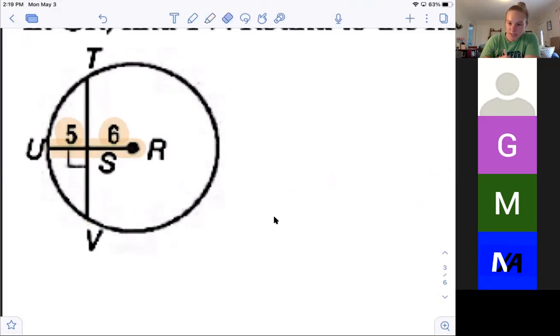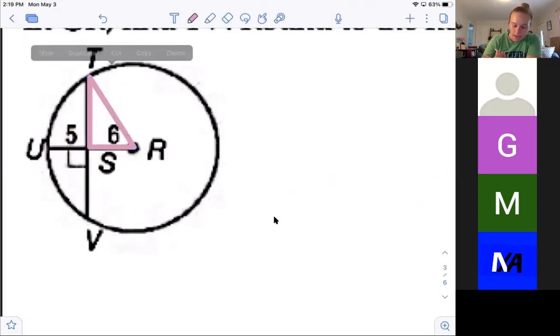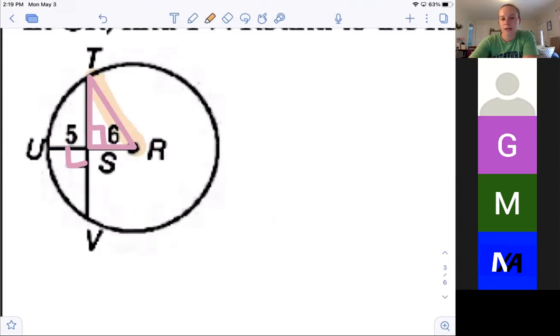I'm actually going to use this and I'm going to make a new triangle. I'm going to make a little triangle right here. I know that I've got this is 90 degrees, so this is also 90 degrees. I know SR, this bottom side, is 6. Does anyone know how long TR is? What's that going to be? Anyone know what that length TR is going to be?